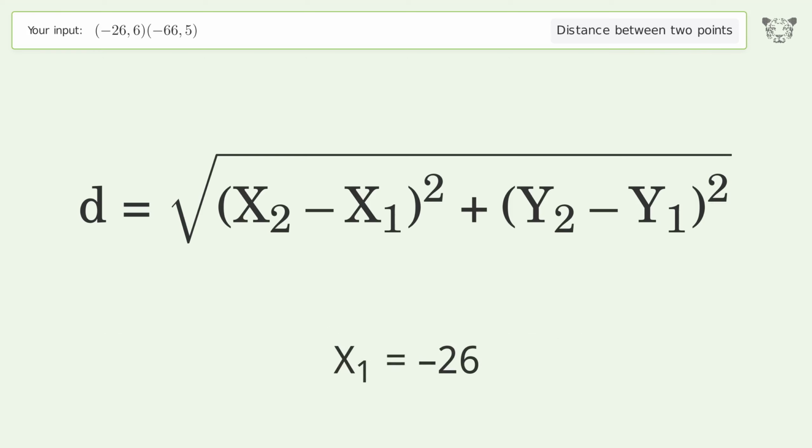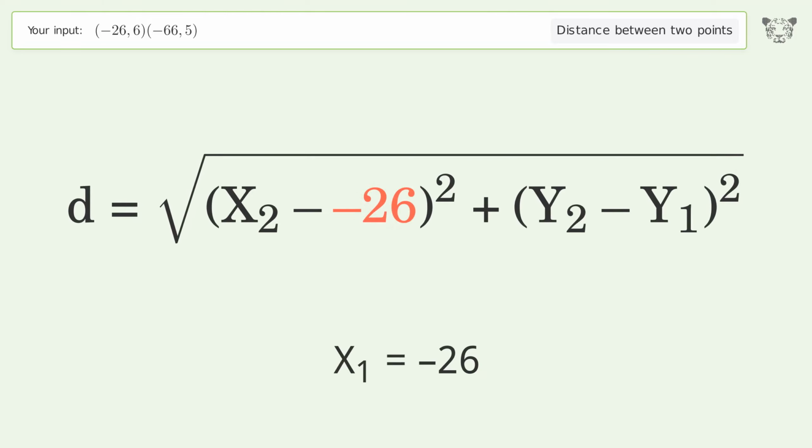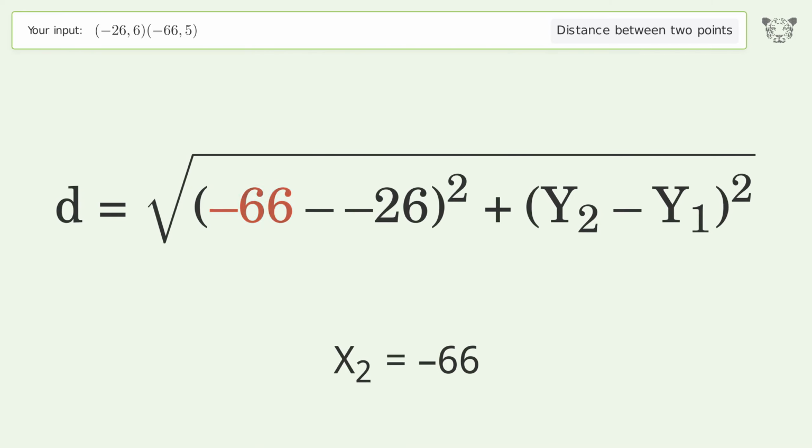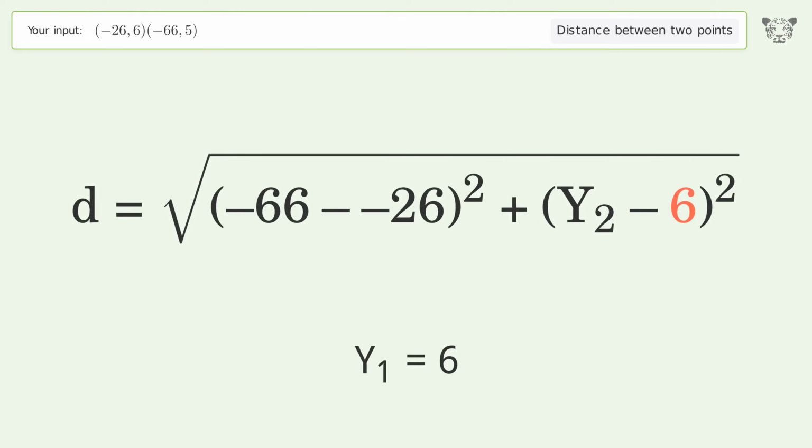x1 equals -26. x2 equals -66. y1 equals 6. y2 equals 5.